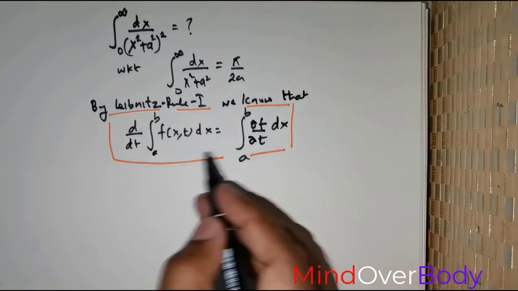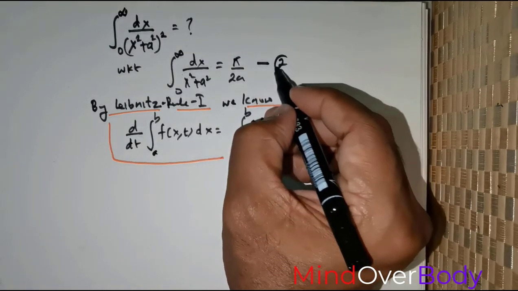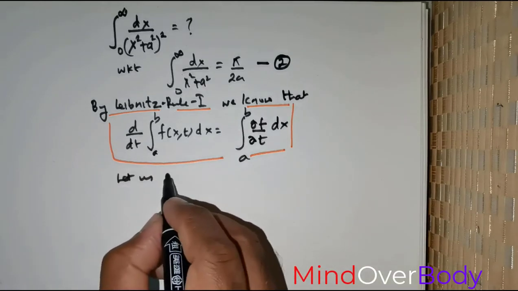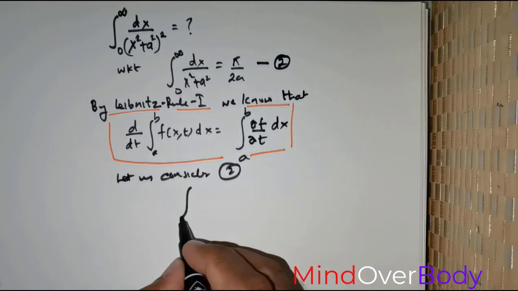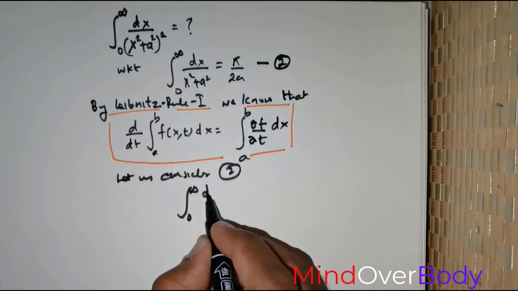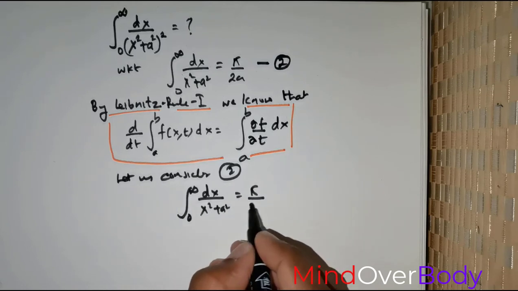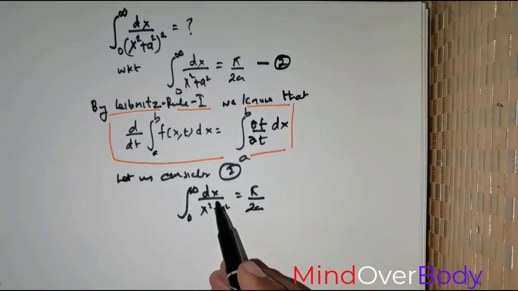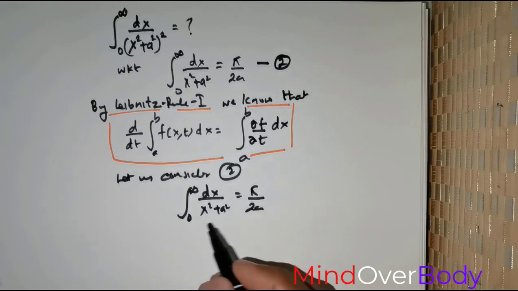So I would be using this result. So let me just take this as 2. So let us consider 2. So what is 2? Integral 0 to infinity dx over x squared plus a squared is equal to pi over 2a. Now x is the variable, a is also the variable. That's the way I'm treating it.